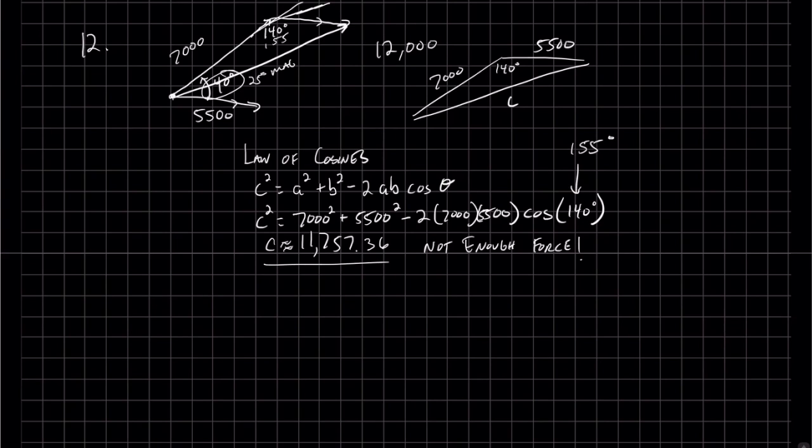So let me do that on my calculator. Instead of 140, we're going 155. I'm assuming it's going to be enough force this time. Then I have to square root that answer. So it comes out, when you do it with the smaller angle, to 12,208 and change. So yes, the stump will come out. The stump is removed.